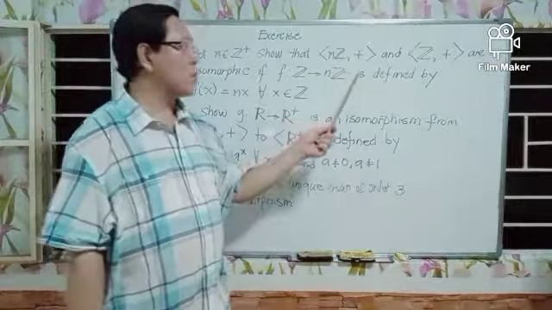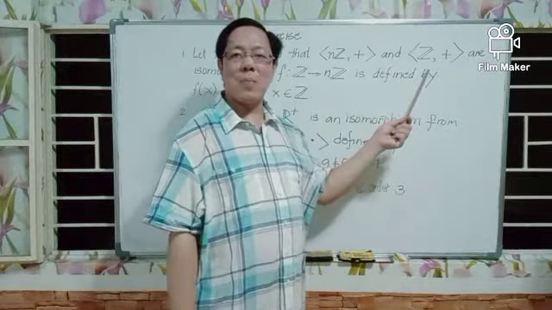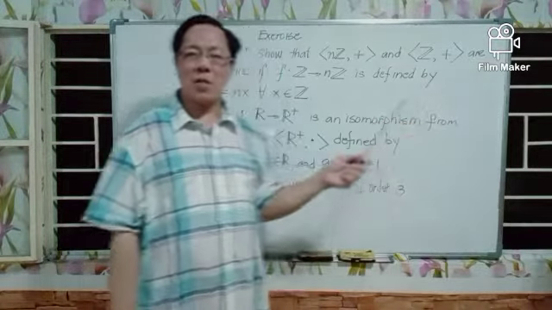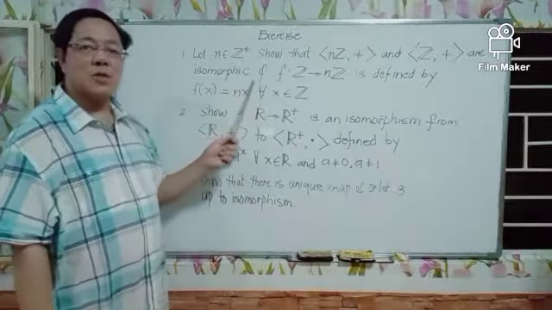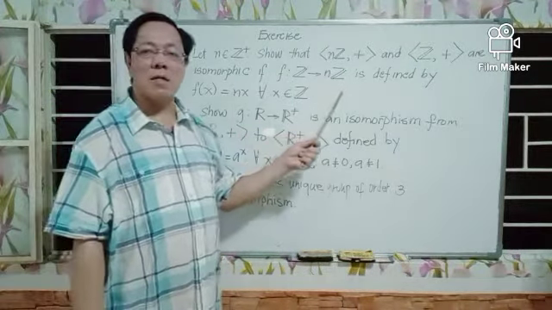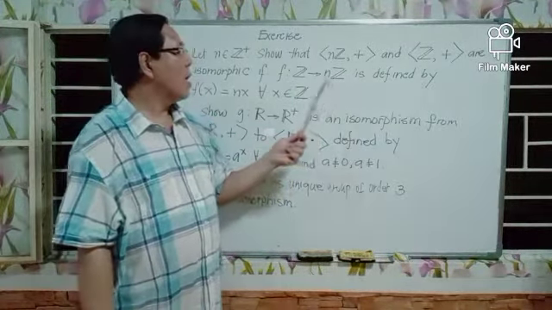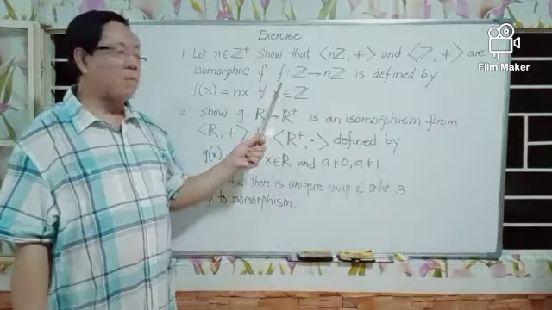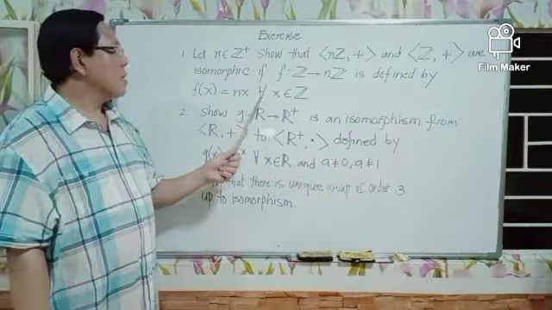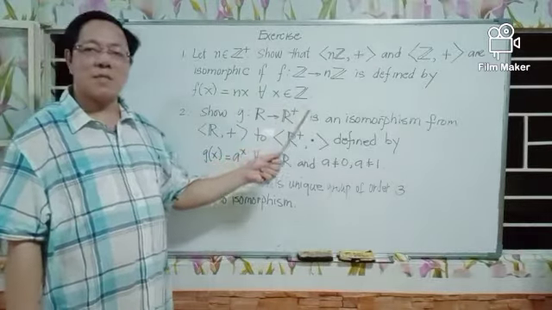Show that this group and this group, the set of integers, under the binary operation addition are isomorphic. That is, you show that this function f from Z to nZ is an isomorphism, and the function f is defined by f of x equals nx for every x element of Z.